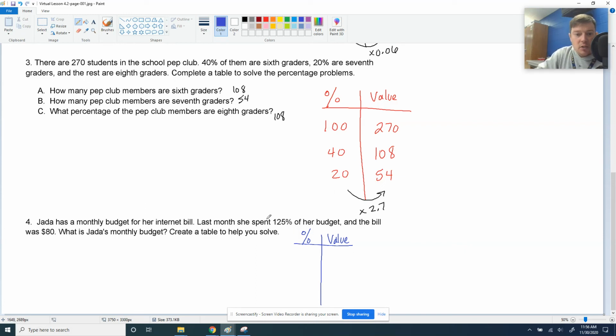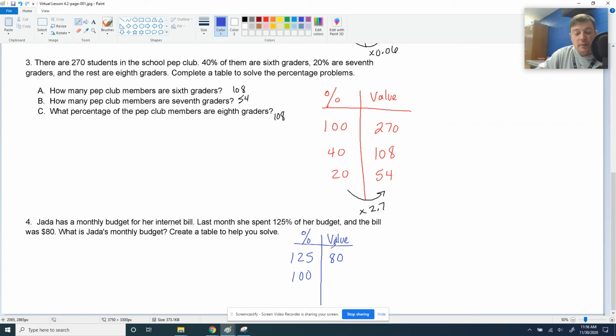Okay, last month she spent 125% of her budget. So that was last month, and that value was $80. Right there it says, and the bill was $80. It is clearly connecting that. 80 is not the 100. 125% is the 80 value. We're trying to find out what her normal full bill is, her 100%, what she's budgeted, what she's typically spending.